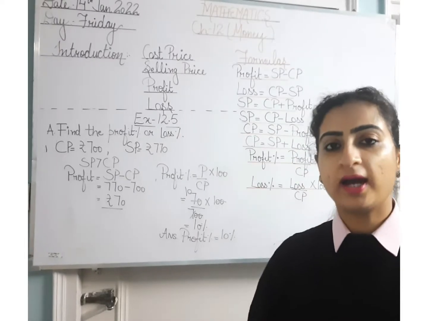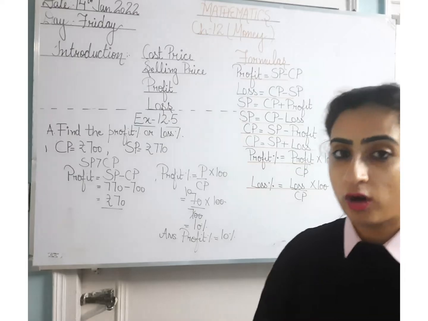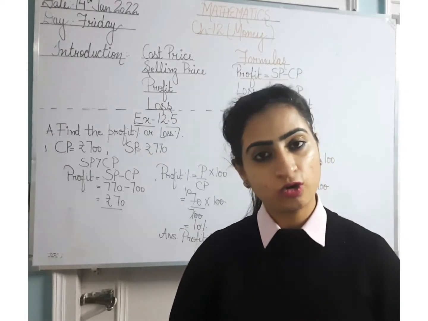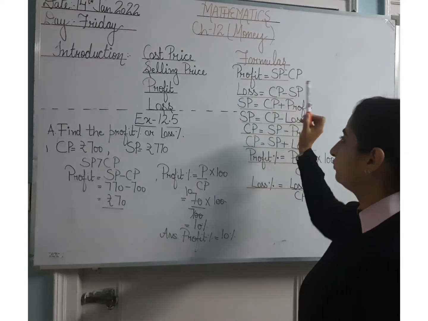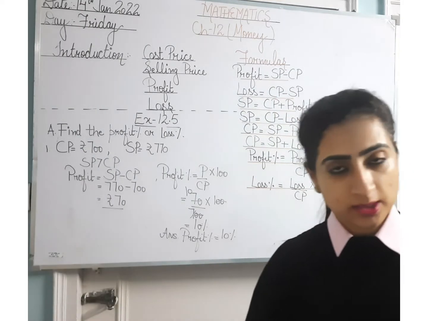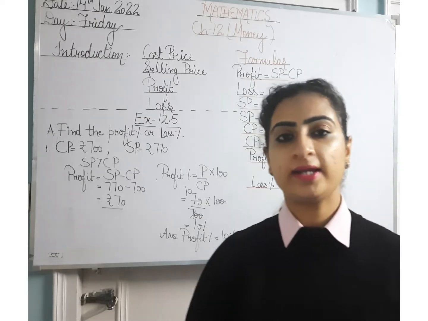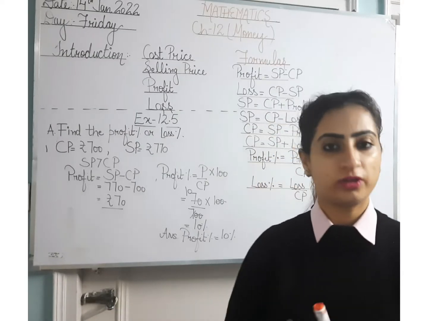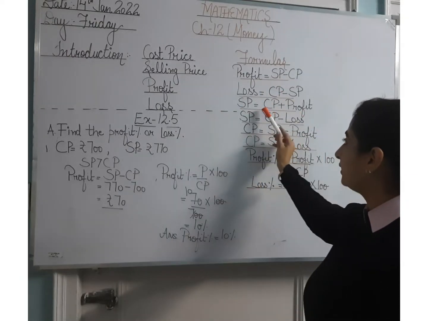So whenever we have cost price more, selling price less, that means it is a loss. When we have selling price more than the cost price, it is a profit. So with this, we learn these two formulas. Next concept that we have studied was about finding the selling price when cost price and profit is given. So here you need to learn these formulas.